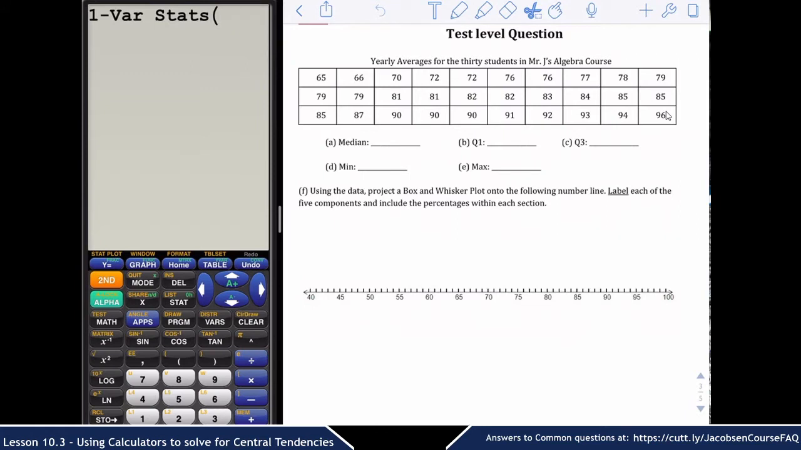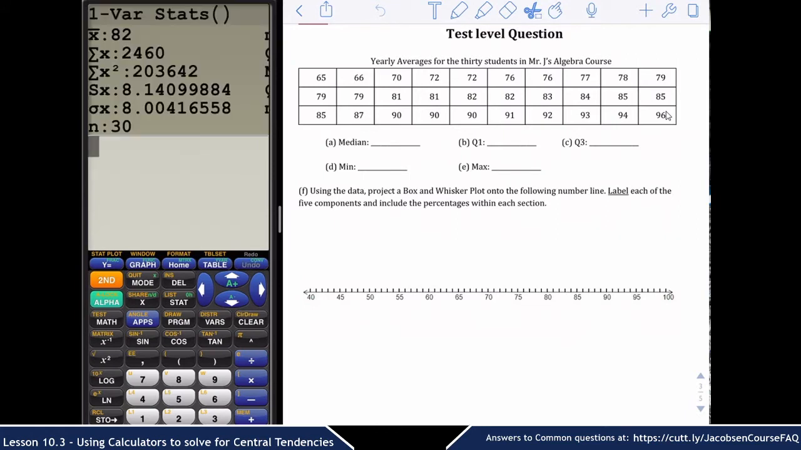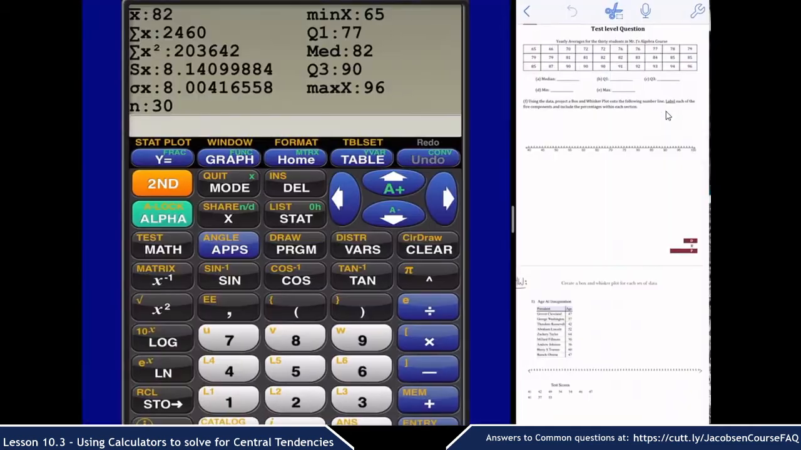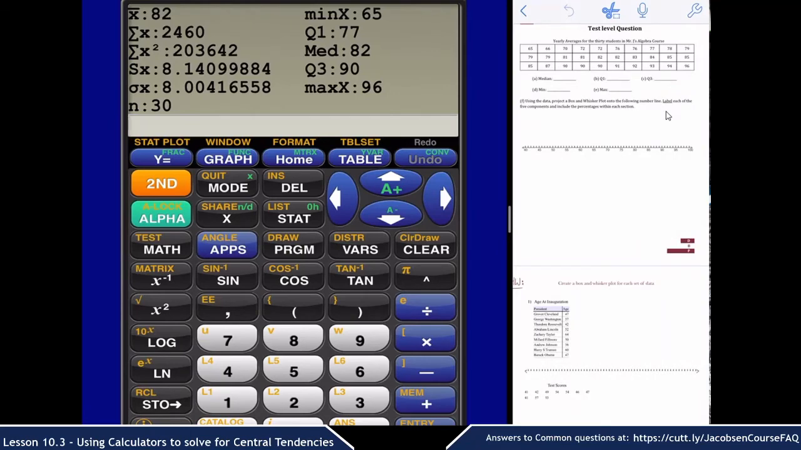So if you choose the option for one variable statistics and then hit enter, you'll be given an extreme amount of data. I'm actually going to slide this over just so everything can be shown on the screen at one time. And in this set of data, if you notice over here on the right-hand side, our minimum value is given to us, which is 65. Our maximum value is given to us, which is 96. And then the 3 values that we had to calculate yesterday, the median, the first quartile, and the third quartile, all 5 of those values were provided for us.